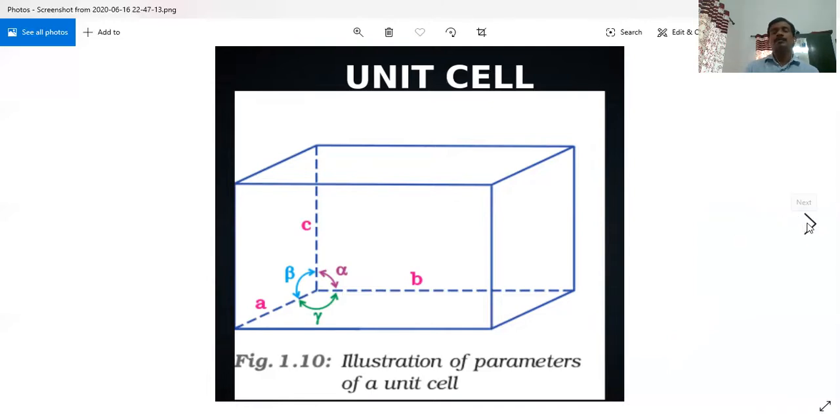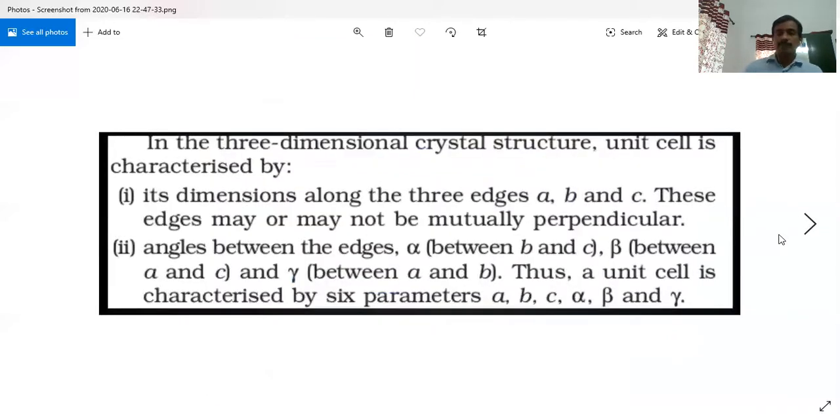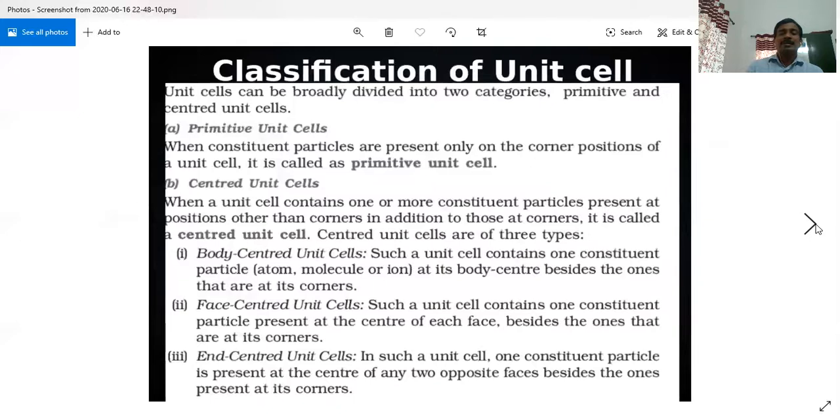You can read it here. 6 parameters are required to tell the property of a unit cell. Which are the 6 parameters? a, b, c, alpha, beta, and gamma. Now the unit cells. We can classify the unit cells mainly into 2: primitive unit cells and centered unit cells.